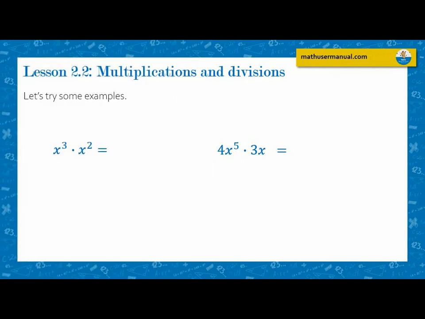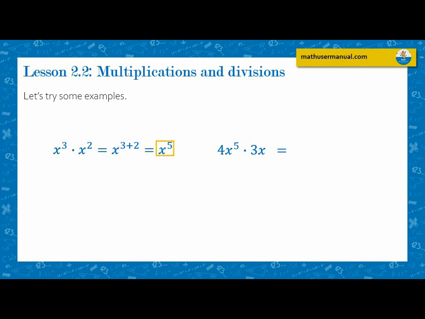To the left of the screen, we have x to the power of 3 times x to the power of 2. Both of them have the same base of x, so we can merge them into only one of them. And then we add the exponents, which is 3 plus 2. And 3 plus 2, this is just 5, so we get x to the power of 5. And this is how we can simplify.